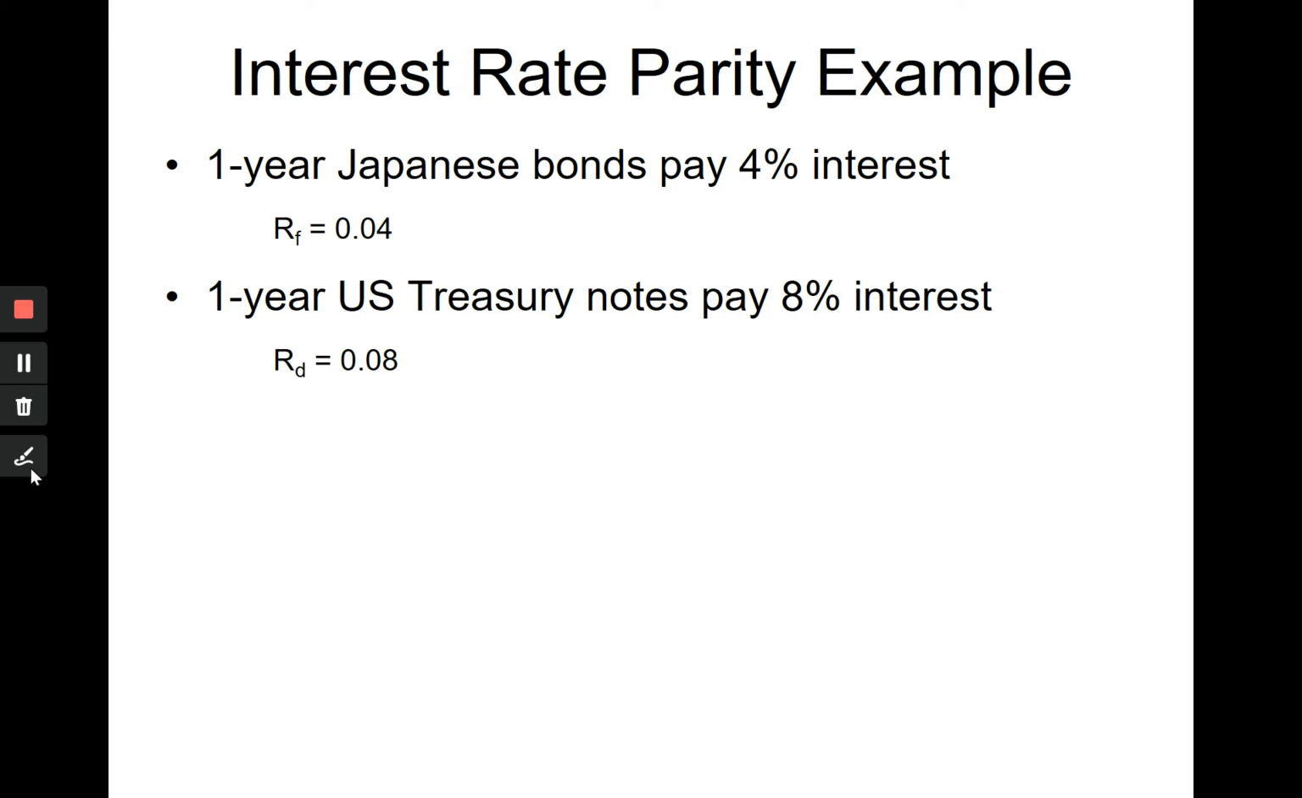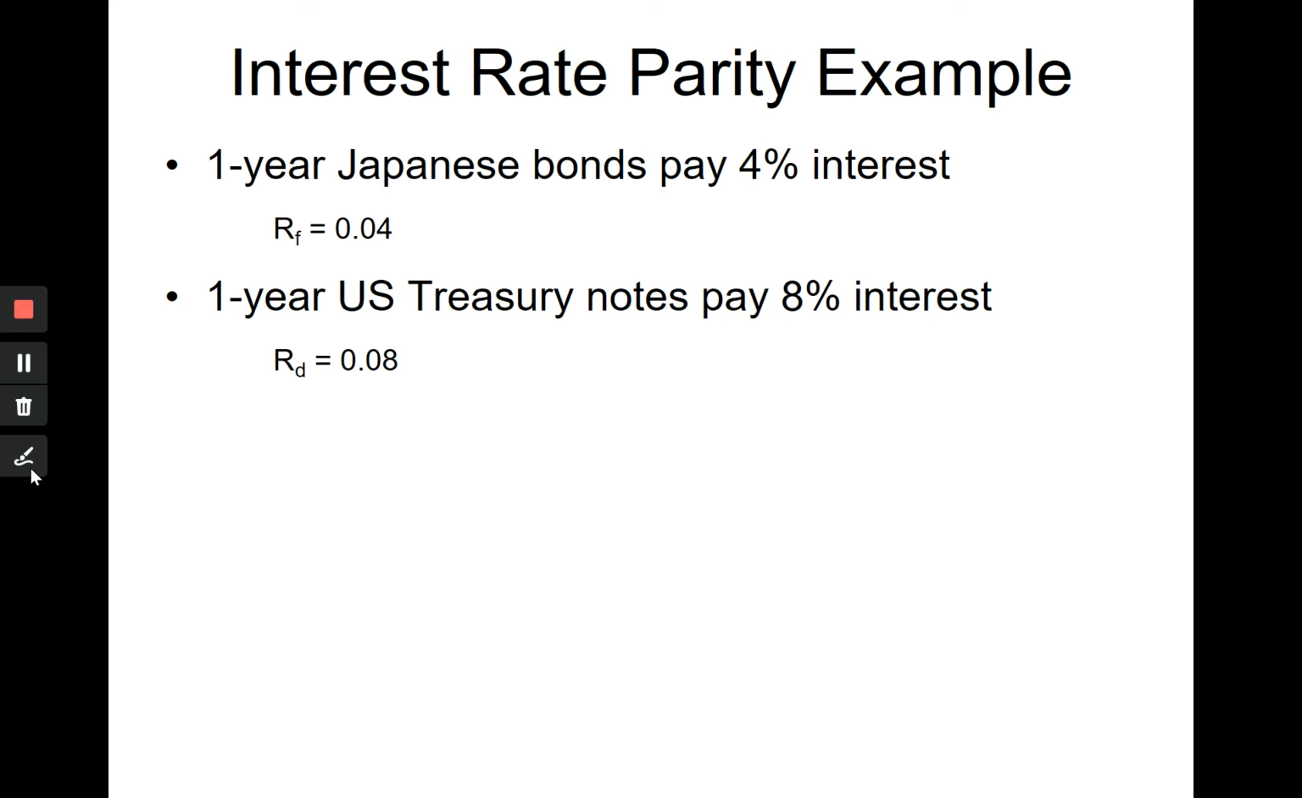1 year US Treasury notes are paying us 8% interest. So if we loan our money to the US government for 1 year, it's called a Treasury note. If we loan it for 11 months, it would be called a Treasury bill. And if we loan our money to the US government for 2 years, it would be a Treasury note. And if it's 10 years, it would be a Treasury bond.